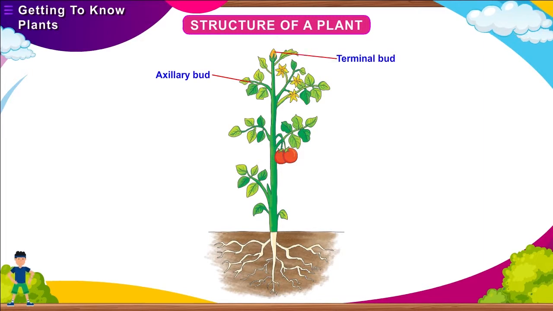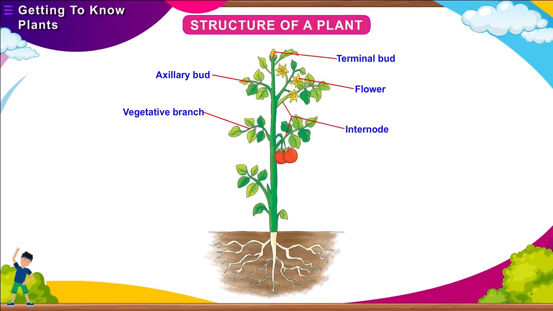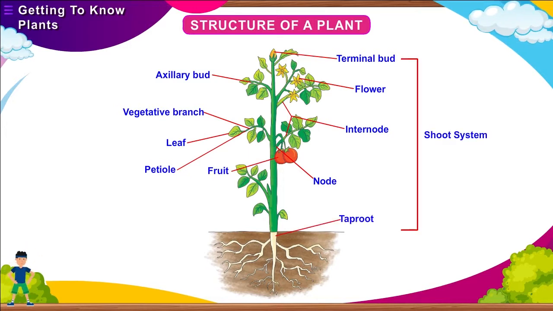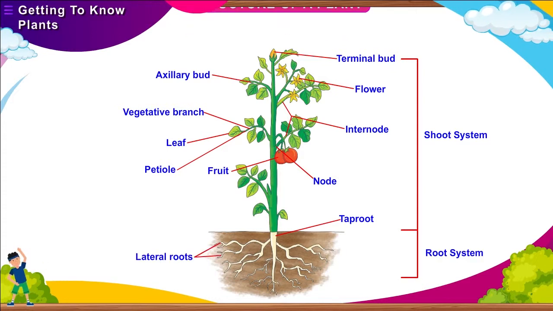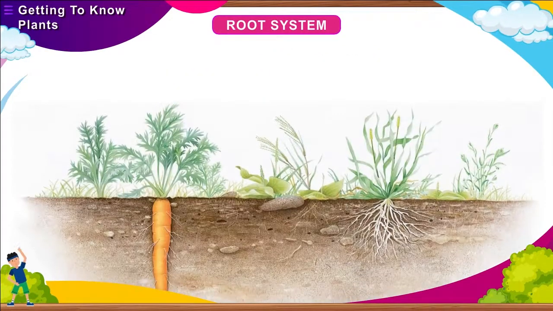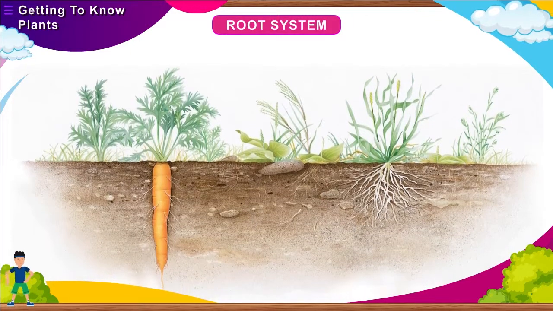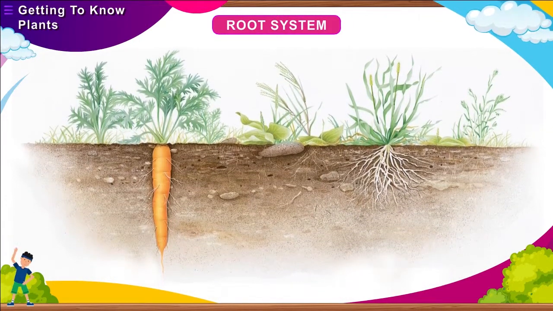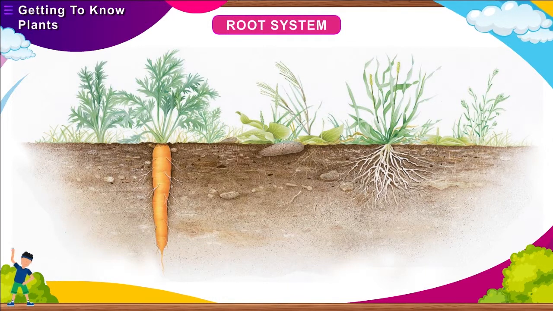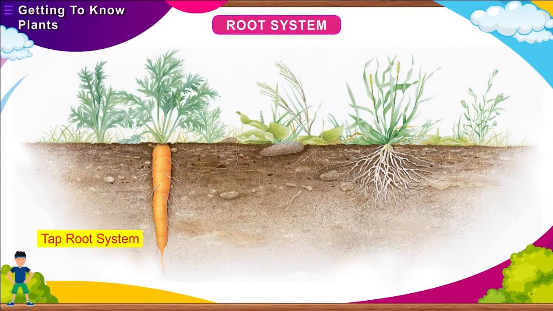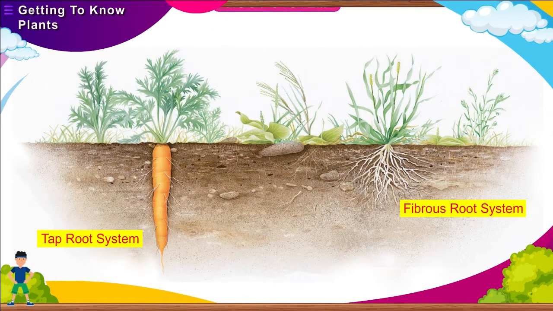Axillary bud, terminal bud, flower, vegetative branch, internode, node, leaf, petiole, fruit, taproot, shoot system, root system, lateral roots. Root system. This part of the plant is under the soil. The root system includes the main root along with all the branches. The root system is of two types: taproot system and fibrous root system.